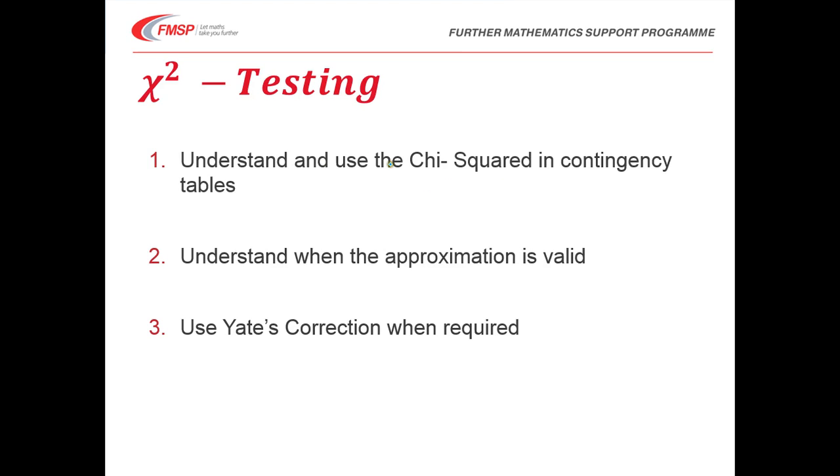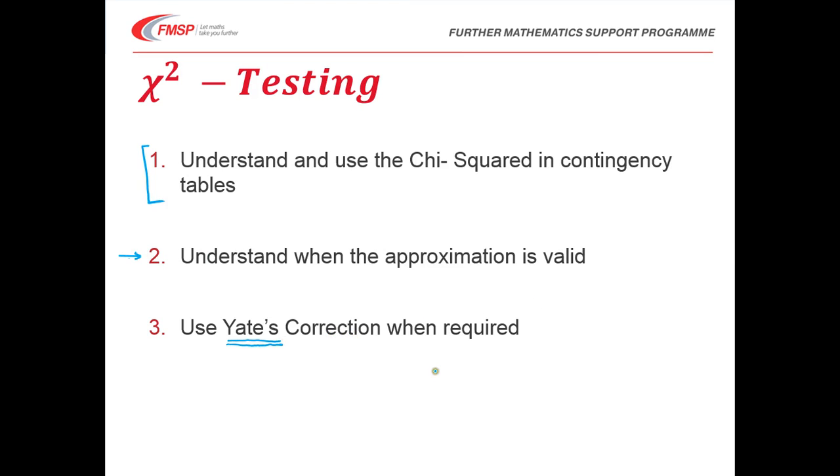Okay, so you need to be able to understand and use chi-squared in a contingency table setup, which is similar to what you would have done in things like biology, if you do biology, of course. You need to understand when an approximation is valid. We'll explain that as we go along. And also, this is very important for AQA, you need to be able to use Yates's correction when it's given, when it's required to be used.